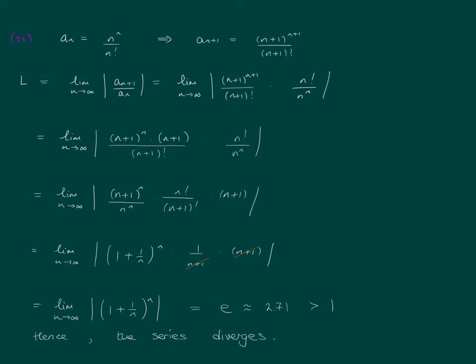So I'll move on to the next page. A remark, if you're confused about the last point of how that limit was e. So remark, in particular, the limit as n goes to infinity of (1 + x/n) to the power of n is equal to e to the x. And this is for all x.